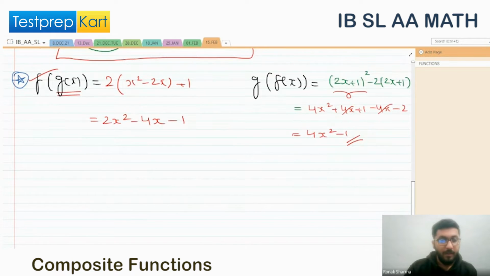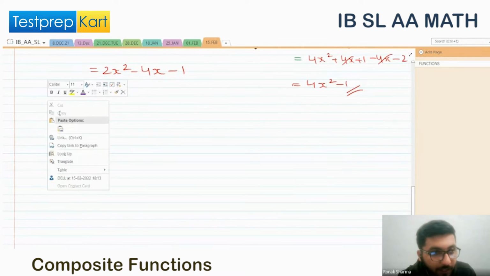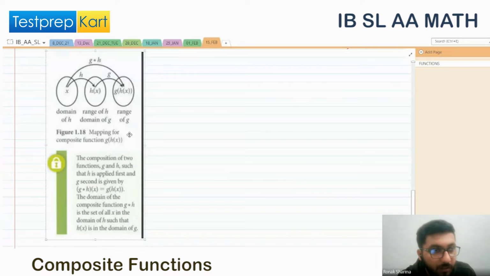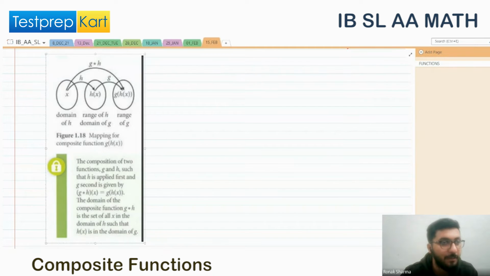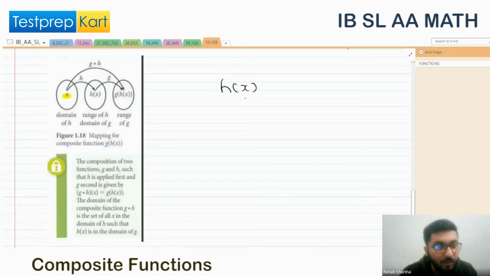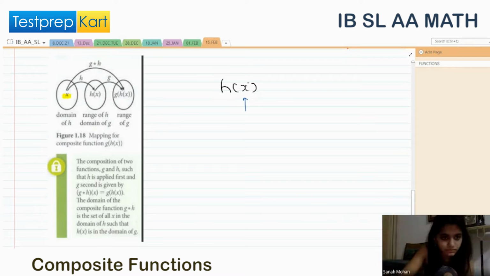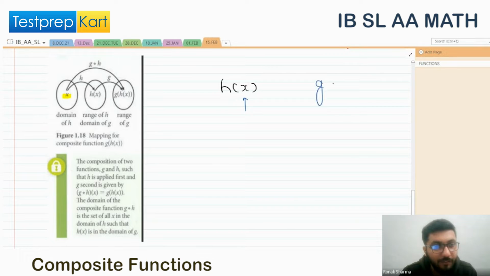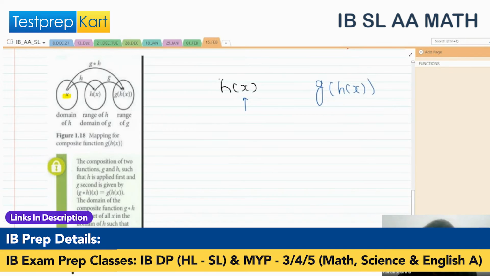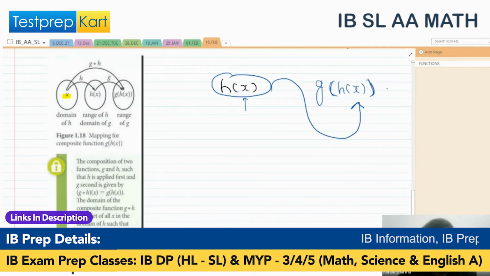Okay. Now note down this basic definition of the composite function. What is happening actually? See, you are having h of x. For h of x, x is playing the role of input, right? And if I ask you g of hx, whatever value h of x will get will play the role of input for g of x, and then we will get the final output.